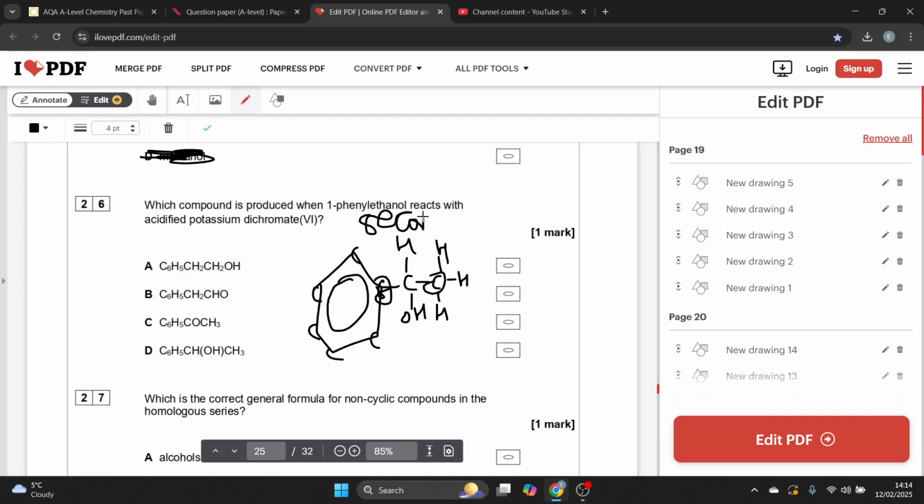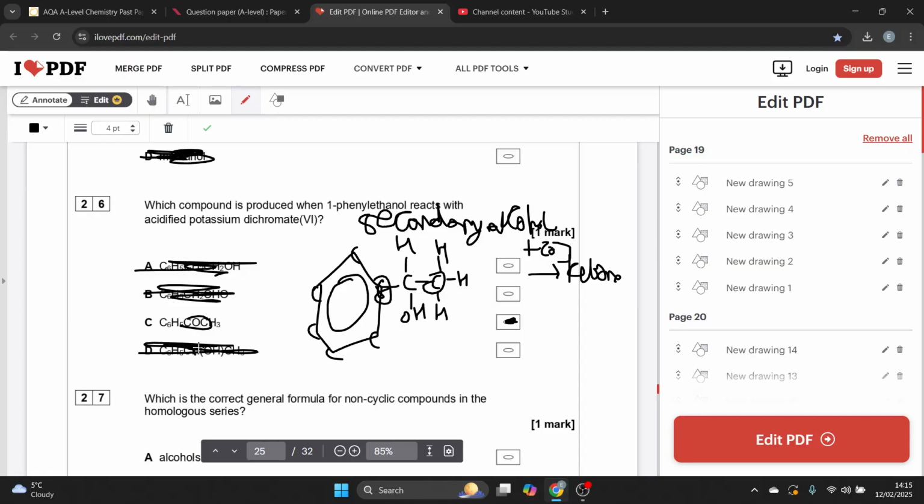And what happens to secondary alcohols when they react with acidified potassium dichromate? Well, secondary alcohols oxidize, so we add O, and we form a ketone. So the compound produced has got to be a ketone. First one, alcohol. B, that's an aldehyde. C, therefore that's a ketone, it's in the middle. D, that is an alcohol as well. So yeah, the answer is C.